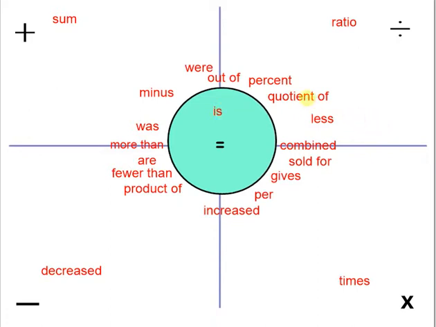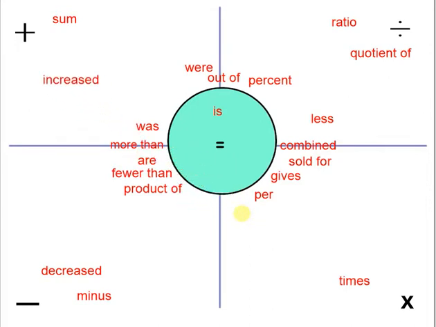We have quotient of. So quotient, that's the answer to a division problem. We have minus. Minus is a pretty easy one. That's going to be over here in subtraction. We have increased. That means we're going to make it more. That usually means addition. We have product of. The word product means the answer to a multiplication problem.